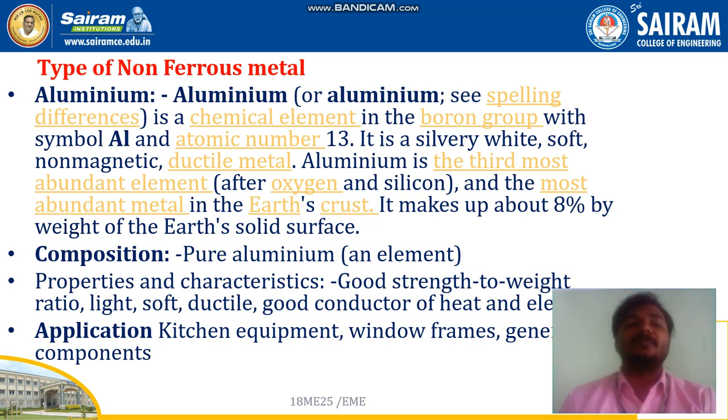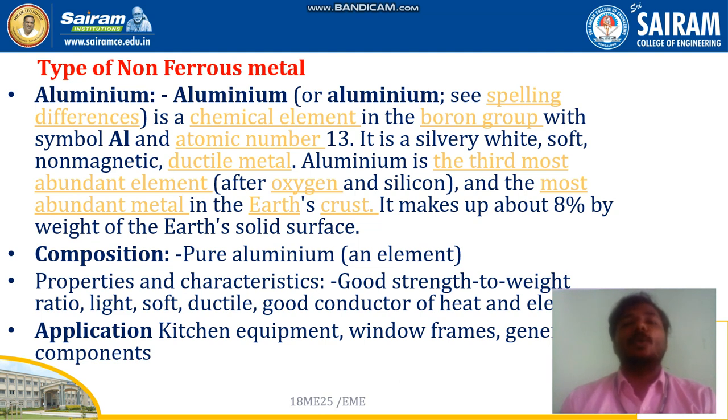The composition of aluminium is a pure element. The properties of aluminium are a good strength to weight ratio, light, soft and ductile, and a good conductor of heat and electricity. The major applications of aluminium are kitchen equipment, window frames, general cast components, and mainly seating in the aircraft industries.